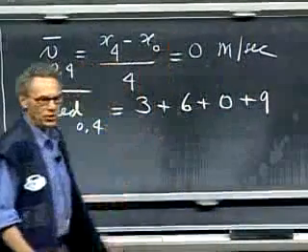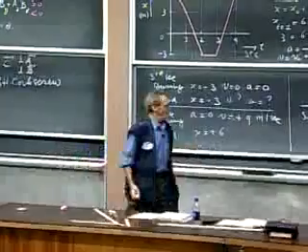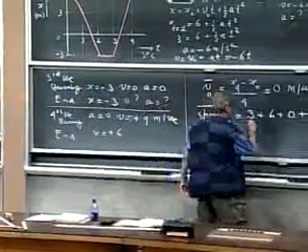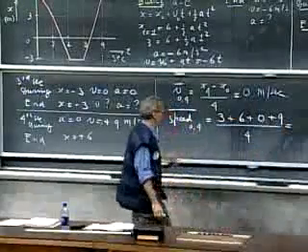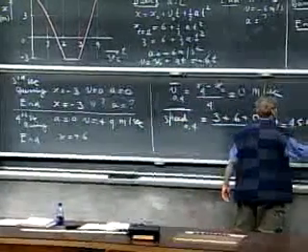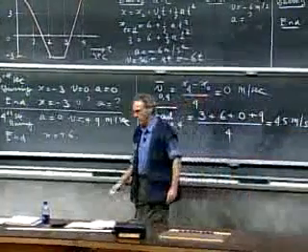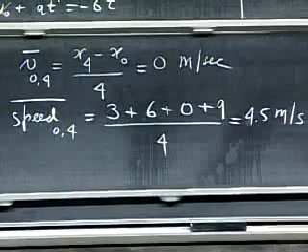Notice you only see plus signs here. There are no minus signs. It would make no sense. And this occurs in 4 seconds. So that is 4.5 meters per second. So the average speed is 4.5 meters per second, but the average velocity is 0.